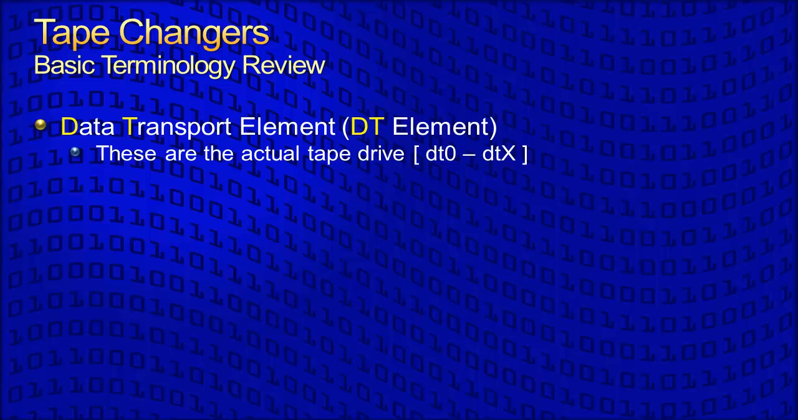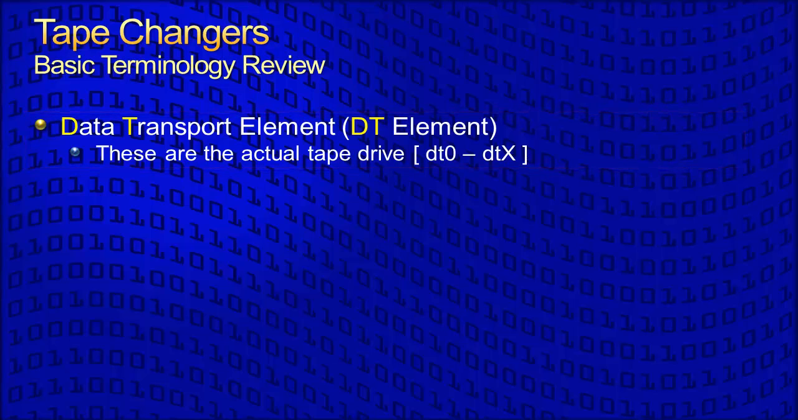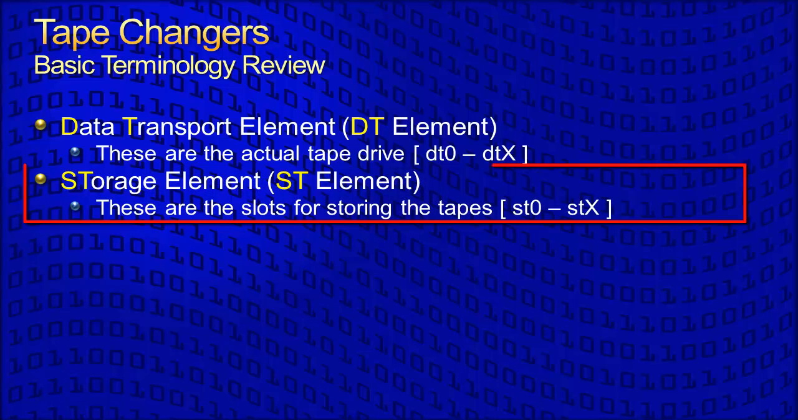Let's quickly review the 4 basic terms used to describe the parts of a changer, which are called elements. All element addresses start at 0 and increment by 1. The DT, or data transport elements, are the tape drives. There may be more than one in a changer. The first tape drive is referred to as DT0, the second as DT1, etc. ST elements are the slots that store the tapes. The first slot is ST0, the second is ST1, and so forth.